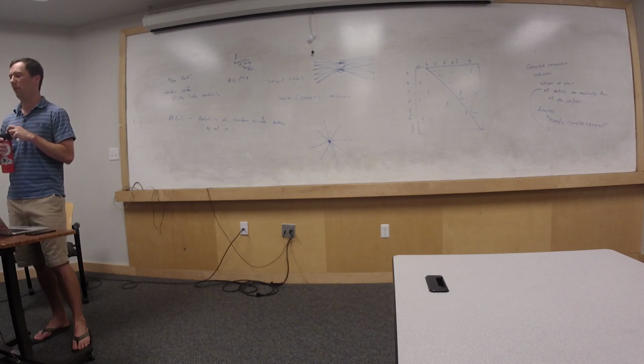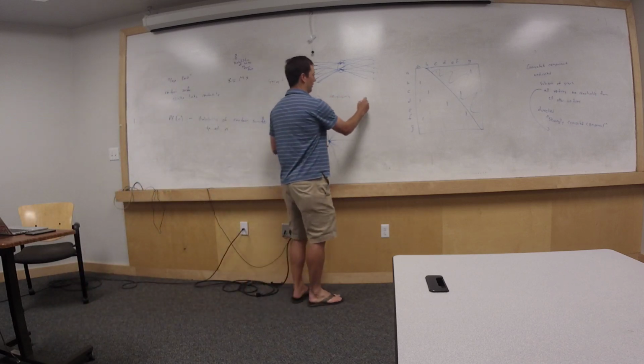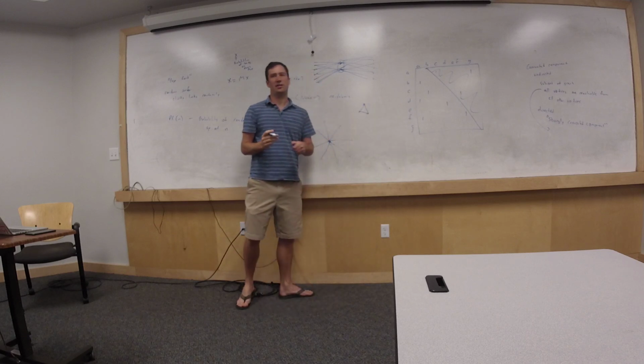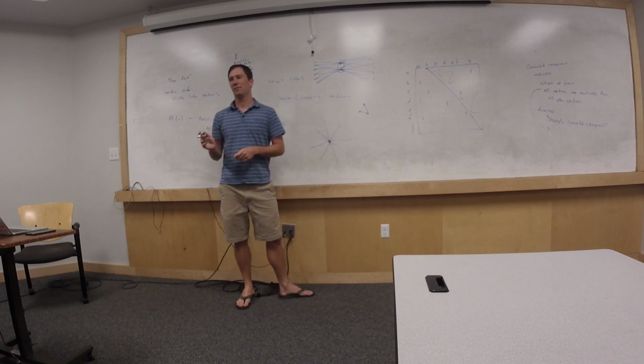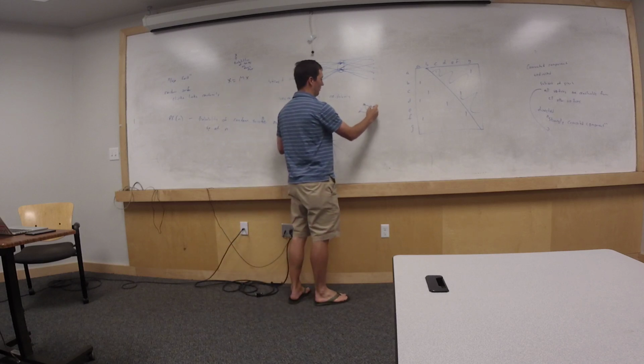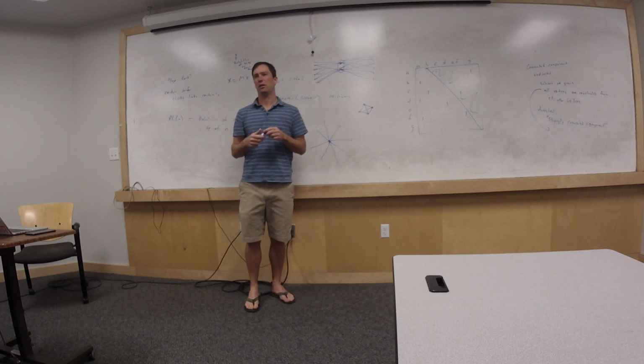Okay, so let me draw a 3 clique. So that's an example of a 3 clique. I have 3 nodes that are all connected. Here's a 4 one. Right, so I have 4. All of my nodes are connected.